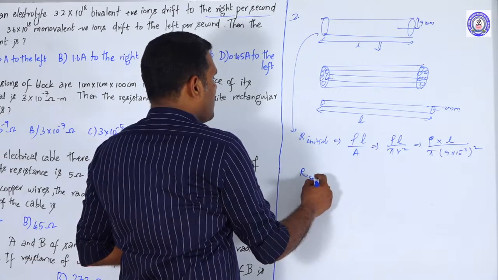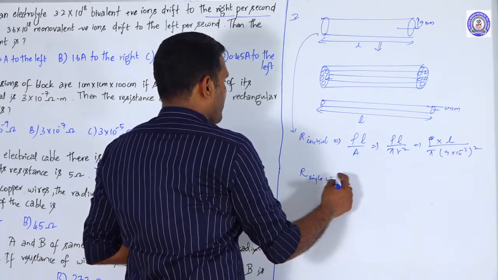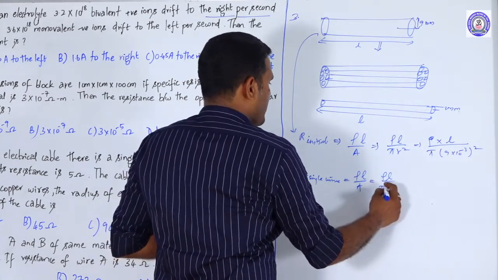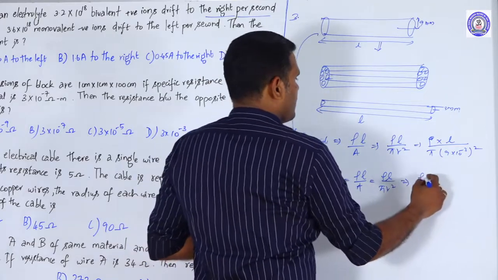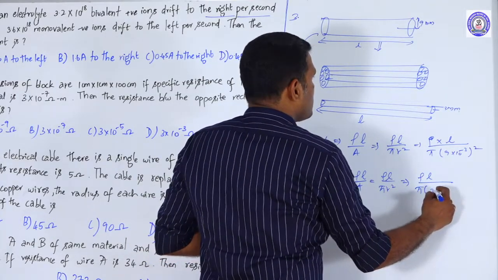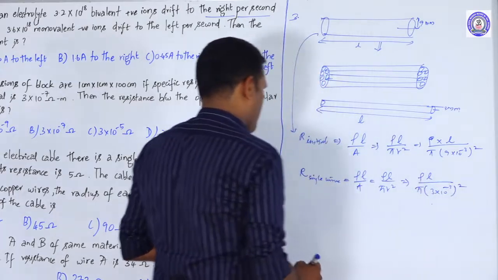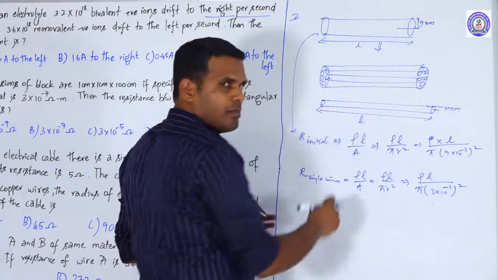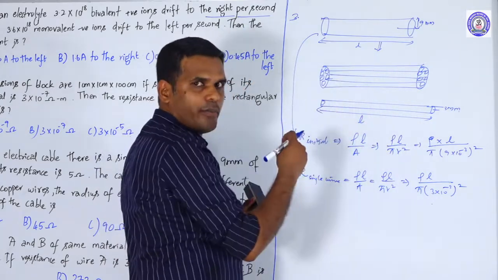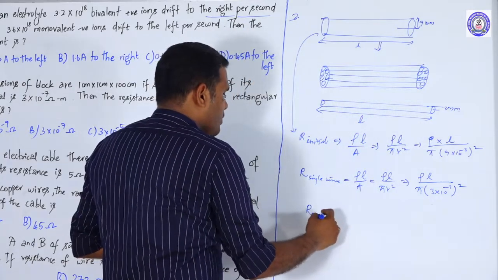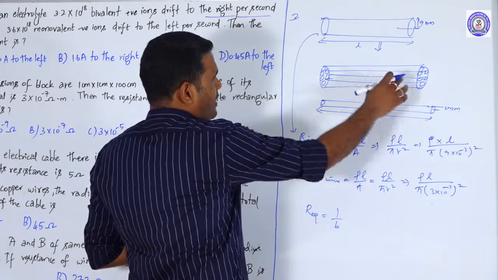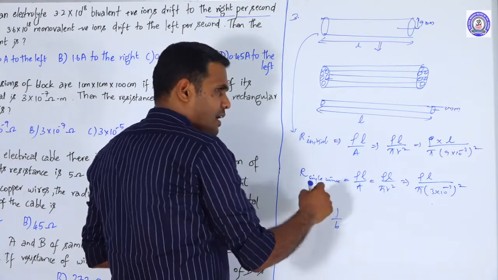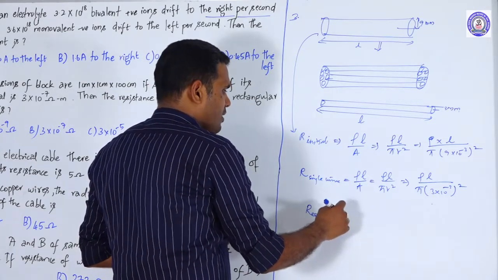Resistance of a single wire is also rho L divided by A, rho L divided by pi r square, rho L divided by pi into 3 into 10 power minus 3 the whole square. 6 such wires are joined parallel to form the cable. What kind of combination is this? Parallel combination. So, as the wires are all identical, I can say R equivalent equals R by 6.